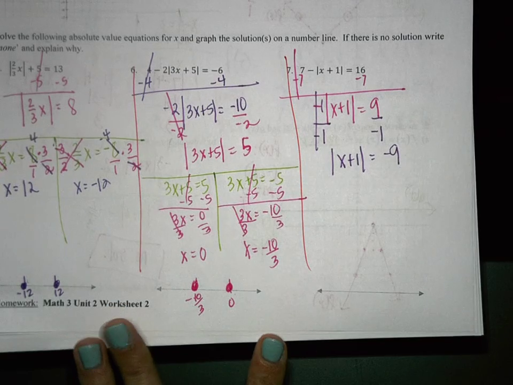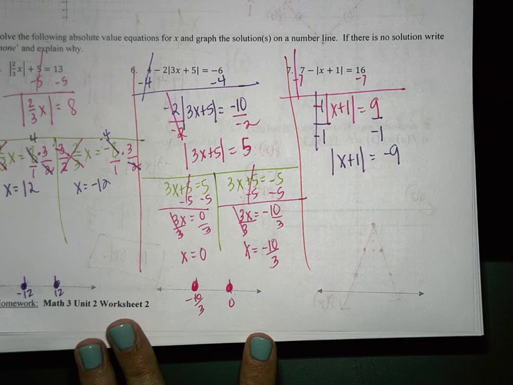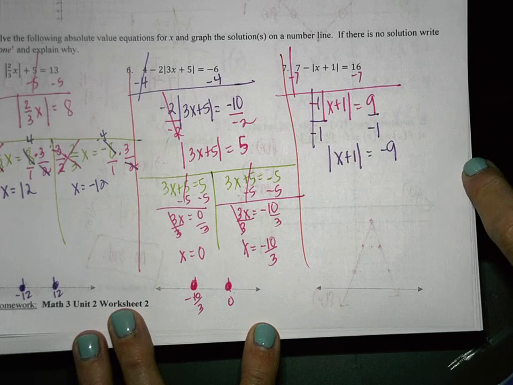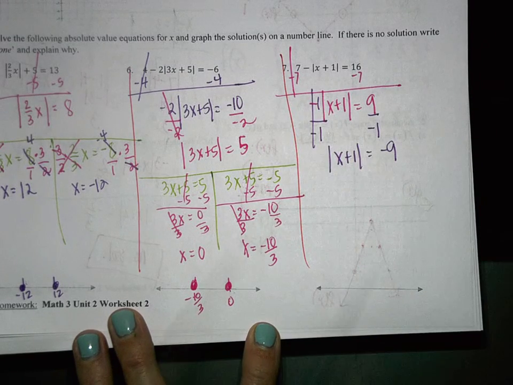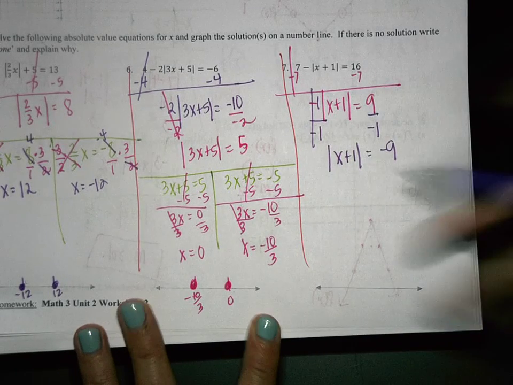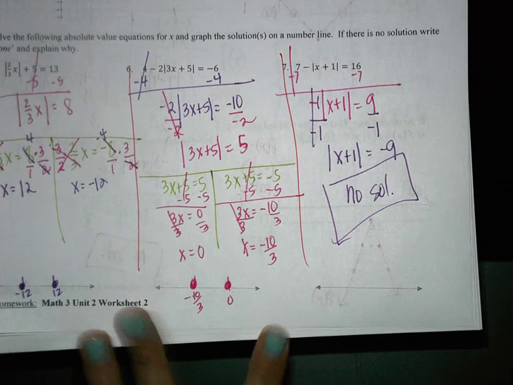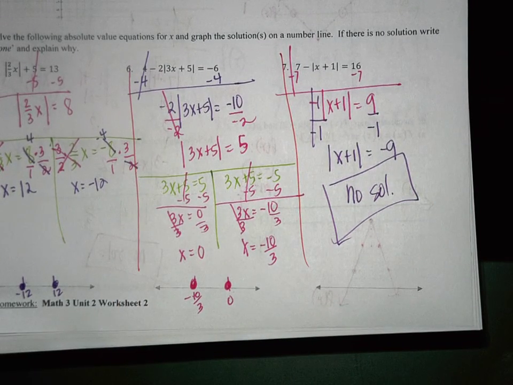Very good. And why is this no solution? Right. This absolute value can't end up getting you a negative. You can have a negative inside, but it will never come out and be an actual negative. So this one is no solution. So can you graph a no solution? No, because there's no point on the graph because there isn't an answer. Okay, any questions?